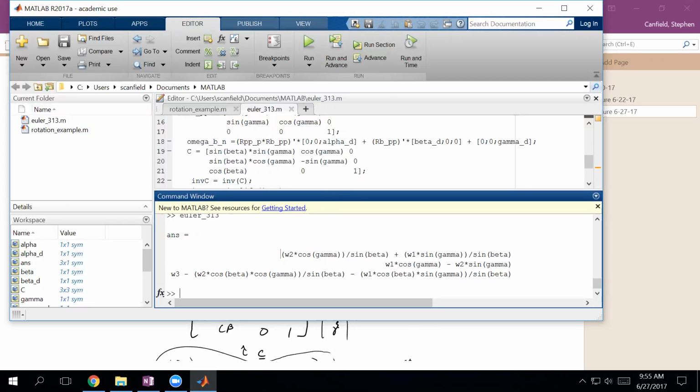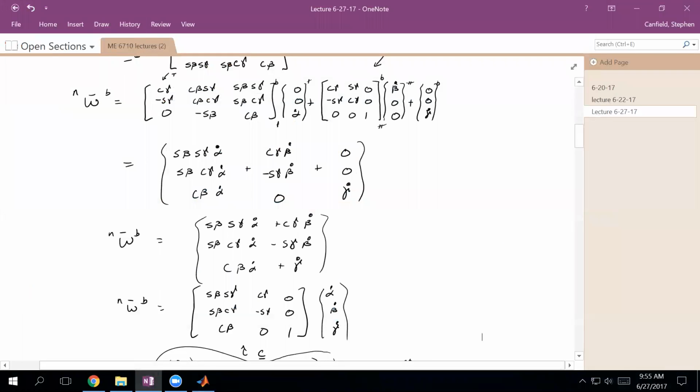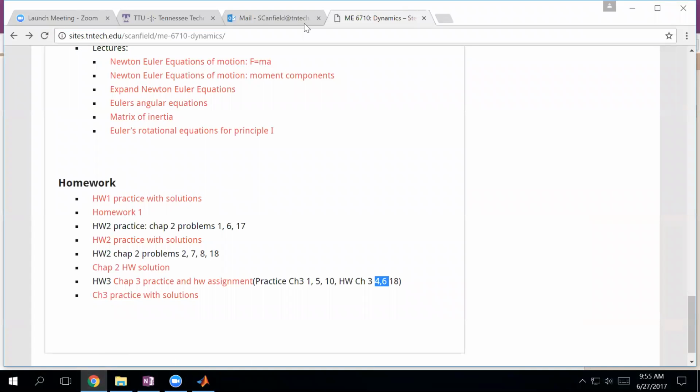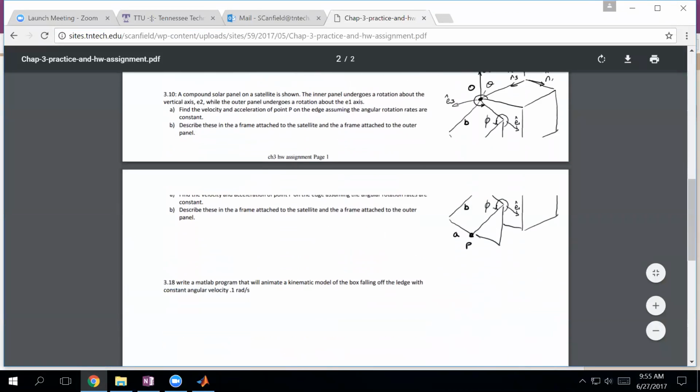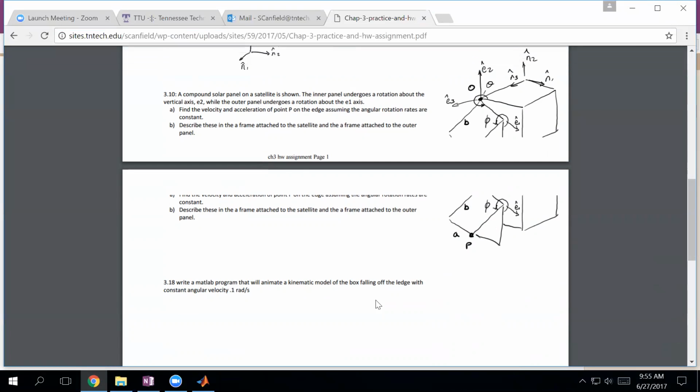I have one more example, and I've got about 2 minutes. The other example is related to this problem, I called it homework. Here on the homework, I indicated for this week, do problems 4 and 6. Problem 3 asks you to write a MATLAB program that'll animate a kinematic model of a box falling off a ledge with a constant angular velocity. So I would like you to draw for me an animation showing a box falling with fixed kinematics.